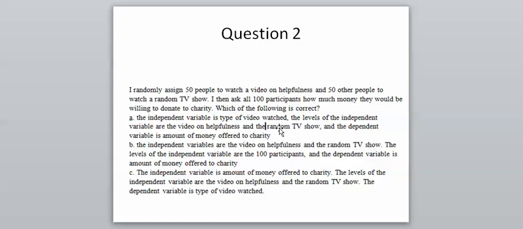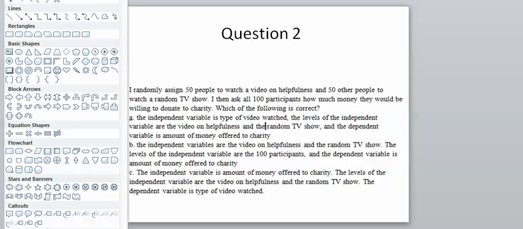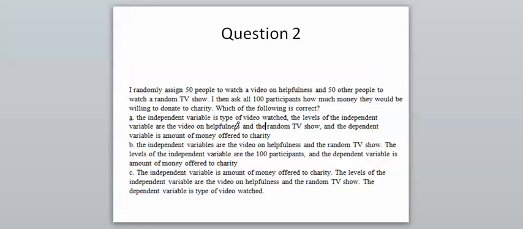The levels are just the specific conditions that are being used. The dependent variable is the amount of money offered to charity because that's what I'm measuring as my outcome to see if the independent variable had an effect. So A is correct.